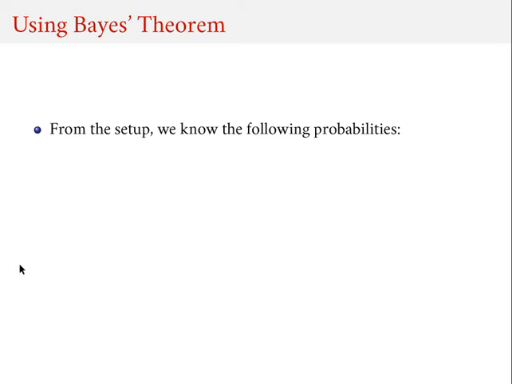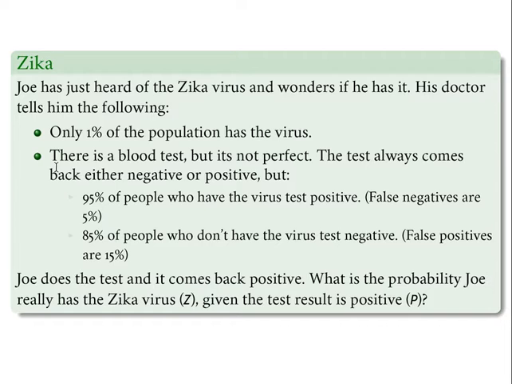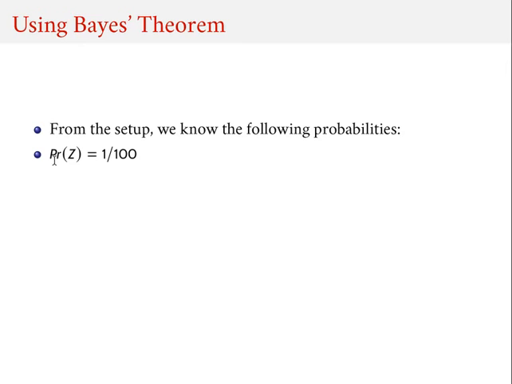So we can use Bayes' theorem to answer this question, because from the setup, we have all of the following probabilities. We know that the unconditional probability that Joe has the virus is 1 over 100, because regardless of the test, 1% of the population has it. So before any evidence, we have the unconditional probability that he has the virus as 1% or 1 over 100. And the flip side of that, by the negation rule, which was discussed in the previous lecture, means that the probability of not Z, the unconditional probability that Joe doesn't have the virus, is 99%.